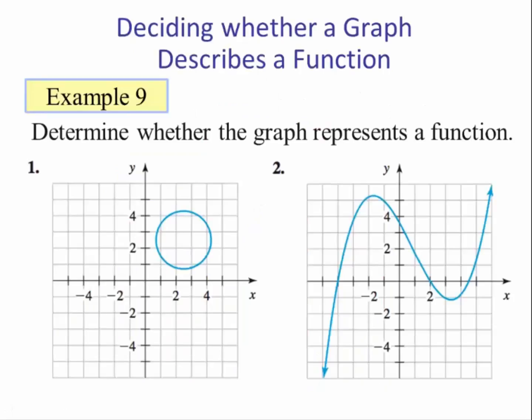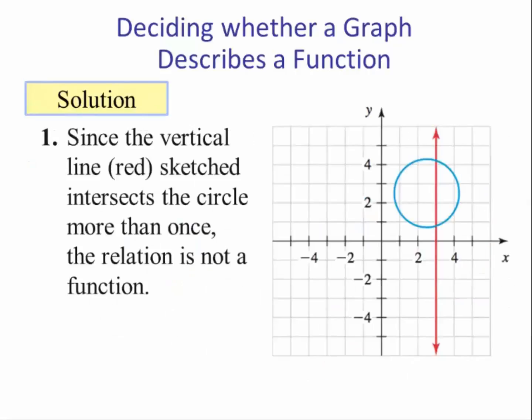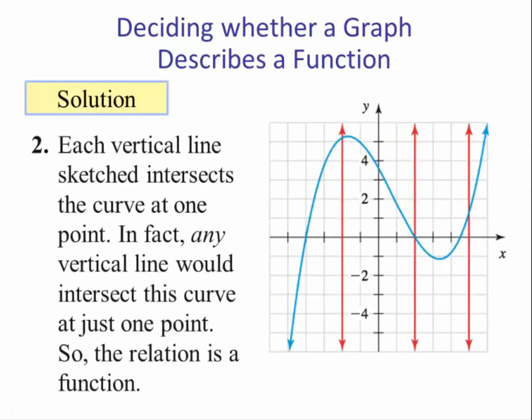Example 9. Determine whether the graph represents a function. Number 1, we can see that this graph fails the vertical line test because it is intersecting in two places. So when x is 3 we have a y value, and when x is 3 we have a different y value. Number 2, this is a function. Any vertical line that we draw will only intersect this graph in one spot. So this is a function.